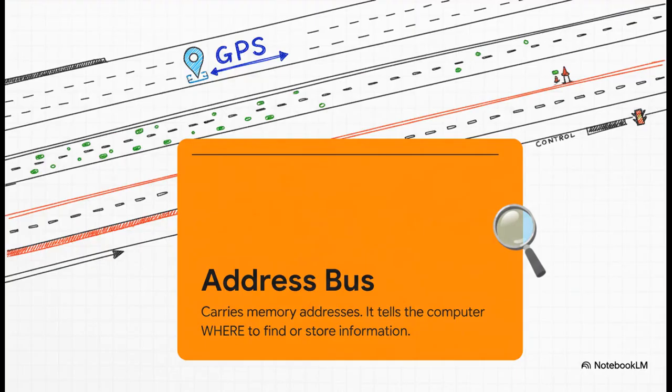Okay, first up, the address bus. Think of this lane as the GPS for the whole system. It doesn't actually carry any of your files or data. Nope. All it carries is one thing, a location, an address. When your processor needs a piece of info, it puts the specific address for that info onto this bus. It's basically shouting out, hey, I need whatever's at 123 Main Street.